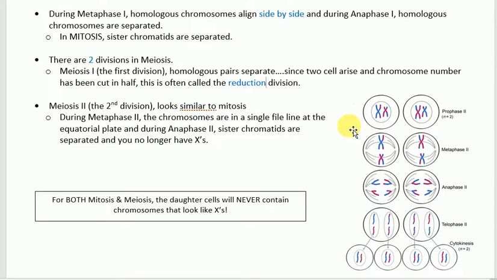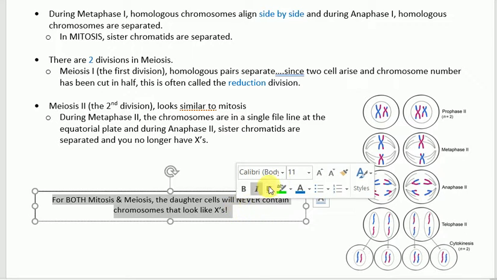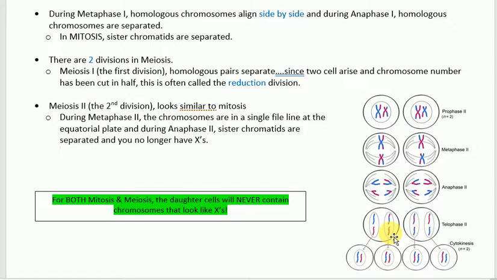Then we have meiosis 2. This is the second division and looks very similar to mitosis. During metaphase 2, the chromosomes are in a single file line. And during anaphase, the chromatids are separated and you no longer have any X's. It's important that you know that for both mitosis and meiosis, the daughter cells will never contain any chromosomes that look like an X.